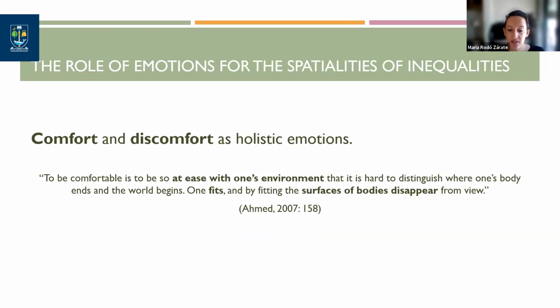And here I use Ahmed's conceptualization of comfort and discomfort as holistic emotions to develop the relation between intersectionality and this emotional dimension that is also situated. So that also has this geographical dimension. As she argues in relation to whiteness specifically, to be comfortable is to be so at ease with one's environment that it is hard to distinguish where one's body ends and the world begins. One fits, and by fitting, the surfaces of bodies disappear from view.